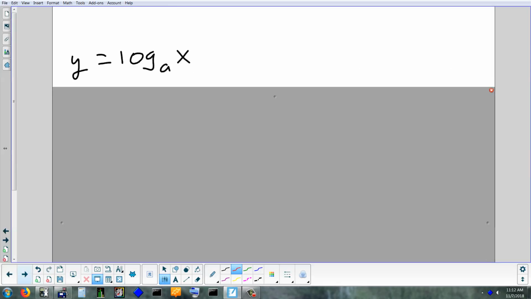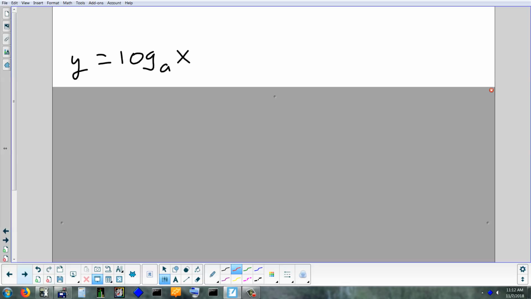Okay. So that function that I drew is a logarithm. Logarithms are the inverse of exponential, just like square is the inverse of square root. You can use those two things to cancel each other out.